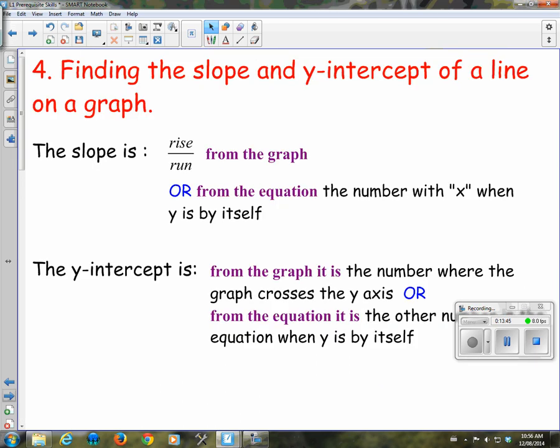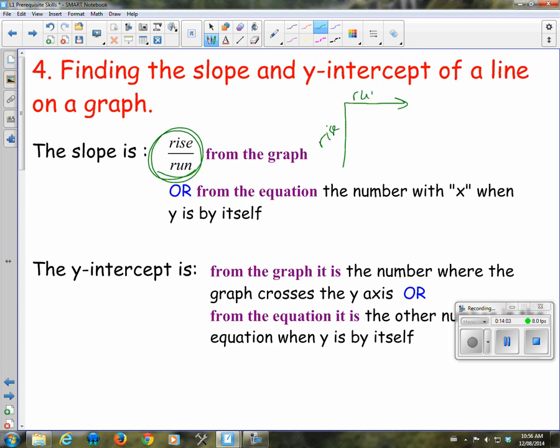The next review is slope and y-intercept of a line on a graph. So slope formula: slope is the rise over the run from the graph. So it's how much the graph is going up and over, the rise over the run. Or from the equation of the line, you can get it from the number that is with x when y is all by itself. The y-intercept is the other important number that you can get from a graph.